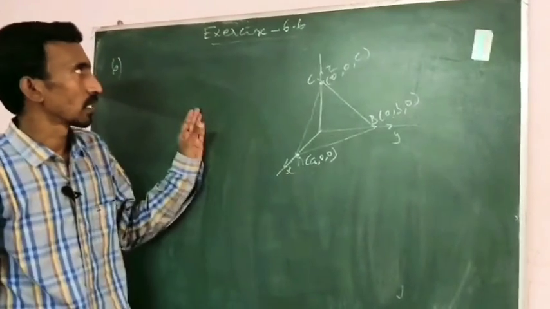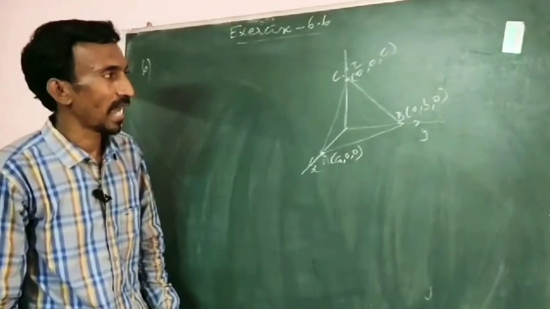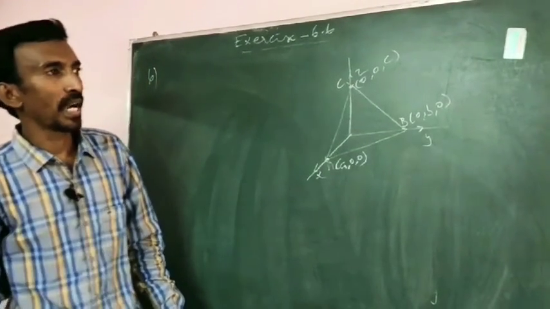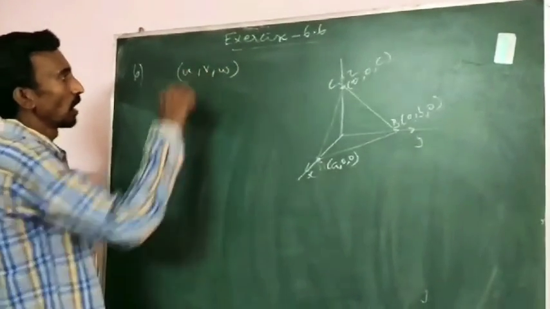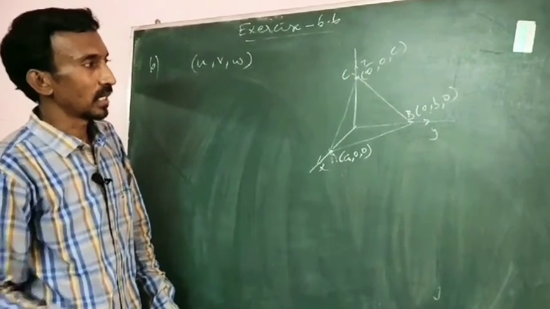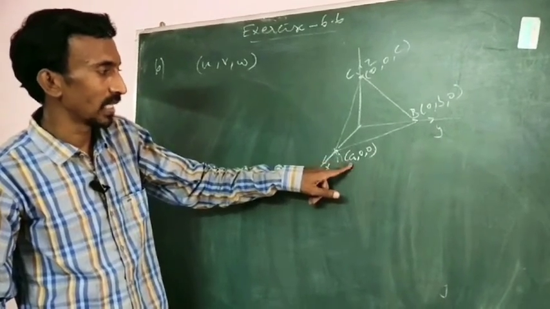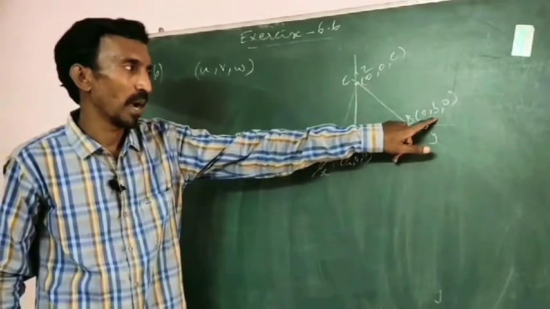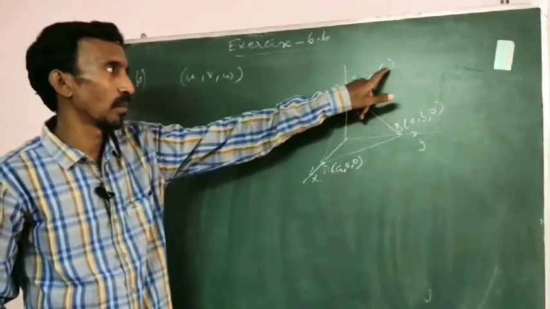Now, question number 6, the last question in the exercise 6.6. If the plane meets the coordinate axis at capital A, B, C, and the centroid of the triangle ABC is given as (u, v, w), then find out the equation of the plane. Okay. So first look at that. It meets the x-axis at A. That means we can imagine that is (a, 0, 0). And it meets the y-axis at B. So that point is taken as (0, b, 0). Similarly, C is taken as (0, 0, c).